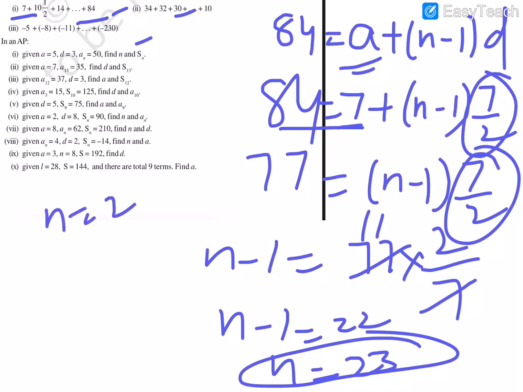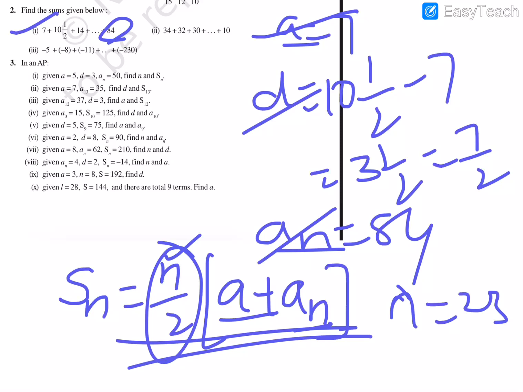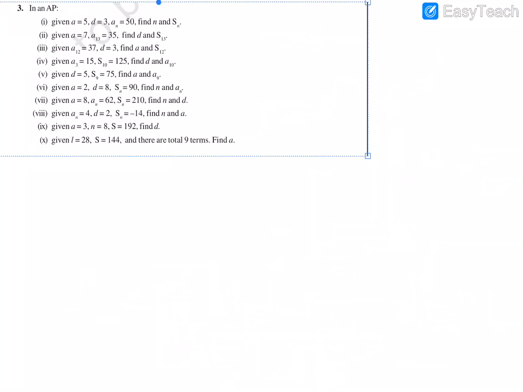So after you get n is equal to 23, here you have a, you have d, and you have an, and n is equal to 23 you got. Simply you can substitute in this formula, that is 23 by 2 into first term plus last term, that is 7 plus 84. This is how you are going to solve the sum. So this is how you are going to do the second Roman, and in the third Roman it's up to you how you are going to try, because each question is different. In third Roman you will be having different parameters.